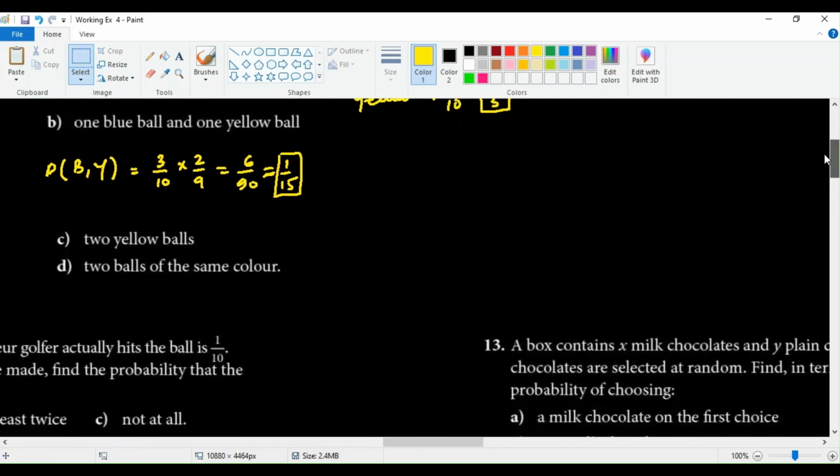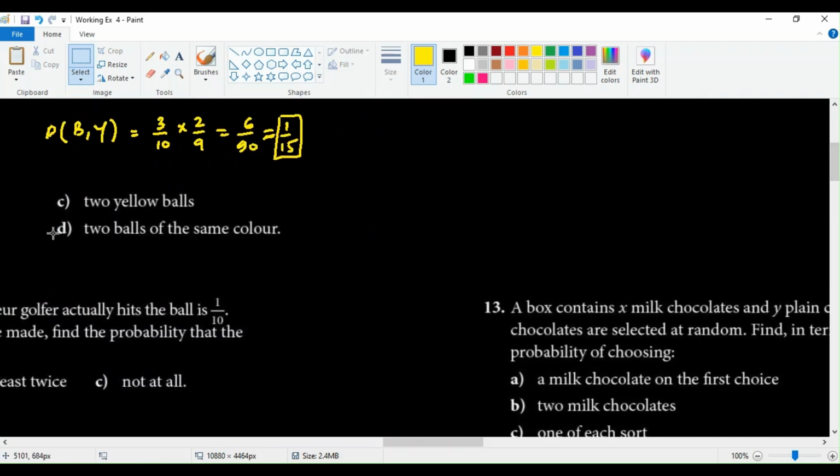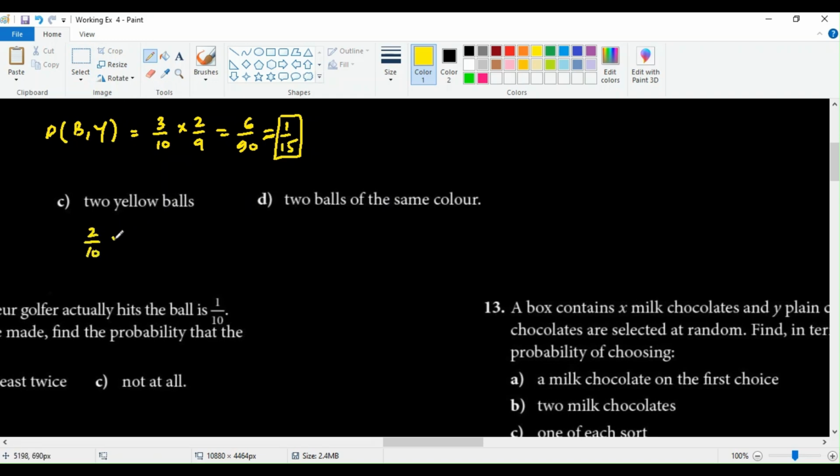Now comes 2 yellow balls. When it comes to 2 yellow balls, it's going to be 2 over 10 multiplied by 1 over 9. So it's going to be 2 over 90 or 1 over 45, which is the answer for this part of the question.